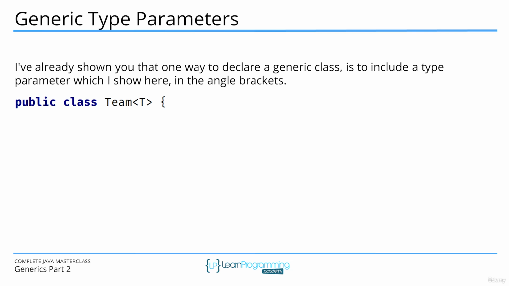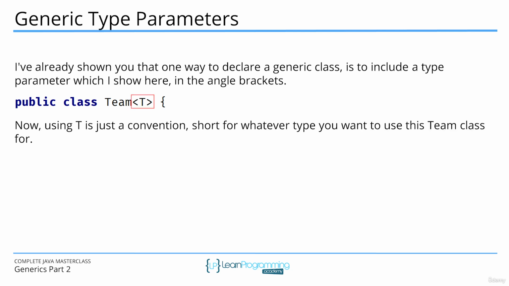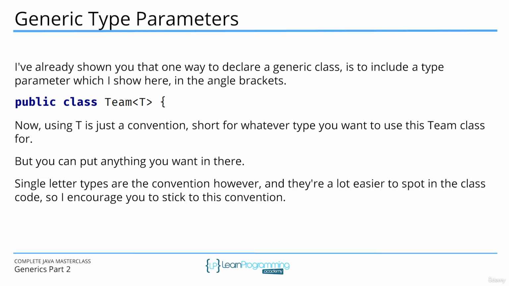I've already shown you that one way to declare a generic class is to include a type parameter, which I show here in the angle brackets. Now, using T is just a convention, short for whatever type you want to use this team class for, but you can put anything you want in there. Single letter types are the convention, however, and they're a lot easier to spot in the class code, so I encourage you to stick to this convention.